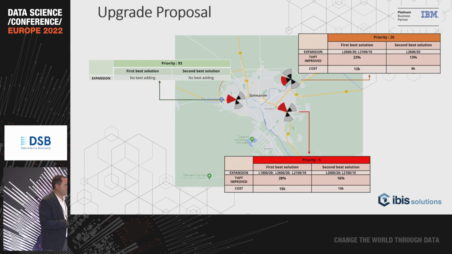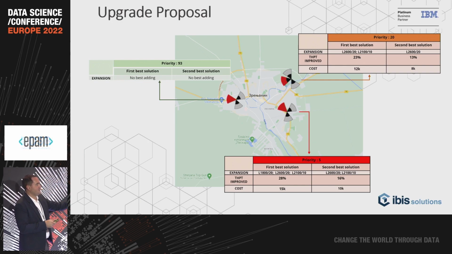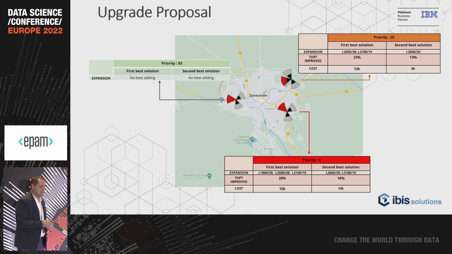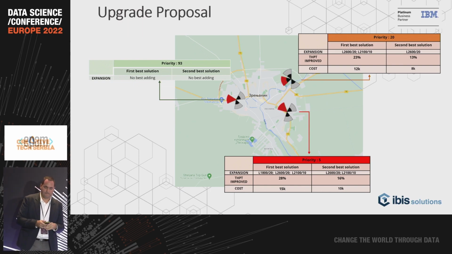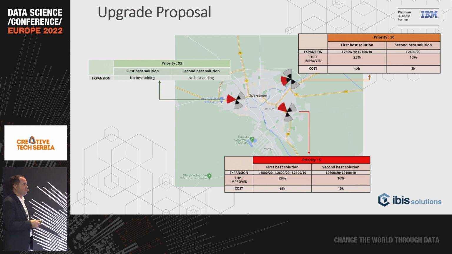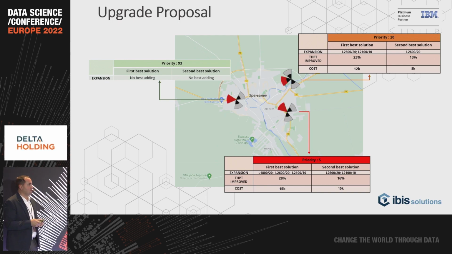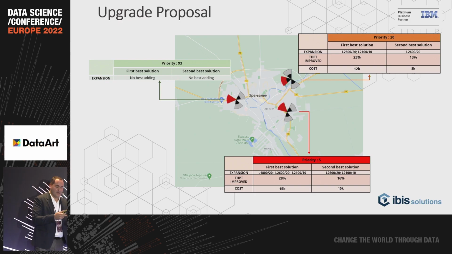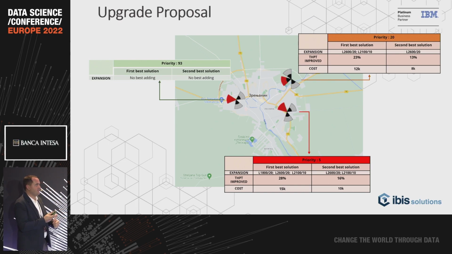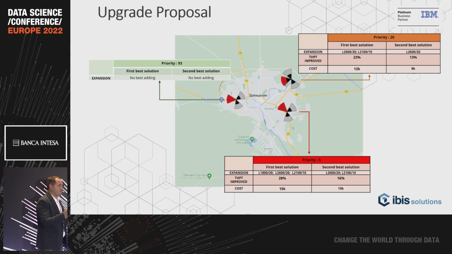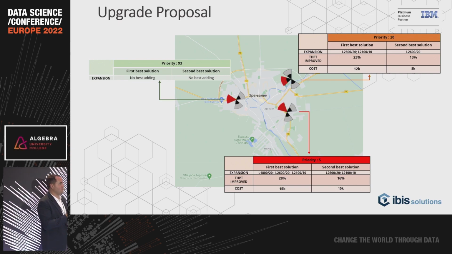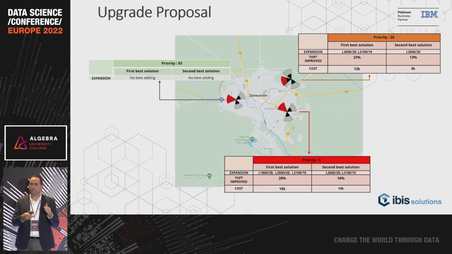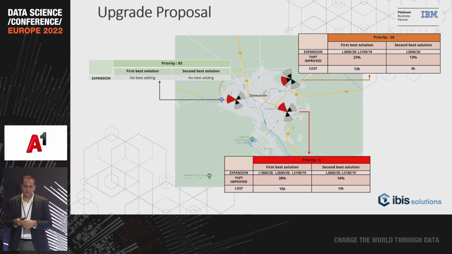Also, first of all, we need to identify which cells need to be expanded with additional configuration, and there are priorities that the software solution calculates by understanding the forecasted traffic. Based on the amount of traffic in the defined period, we can define severity and priority for expansion.